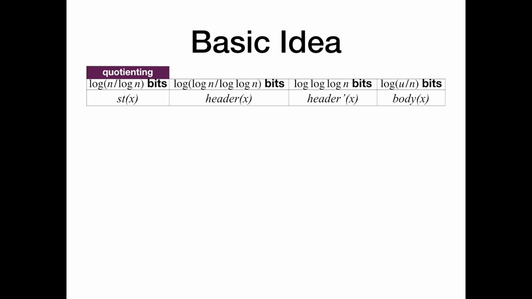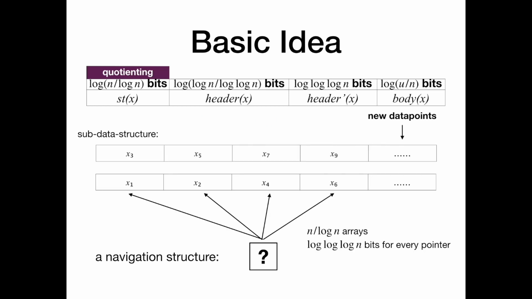We apply the quotienting method to represent data points. The binary representation of any data point is partitioned into 4 parts. We name them ST, header, header prime, and body, respectively. The data points are distributed into n over log n sub-data structures according to ST. Therefore, it is unnecessary to explicitly write ST down.